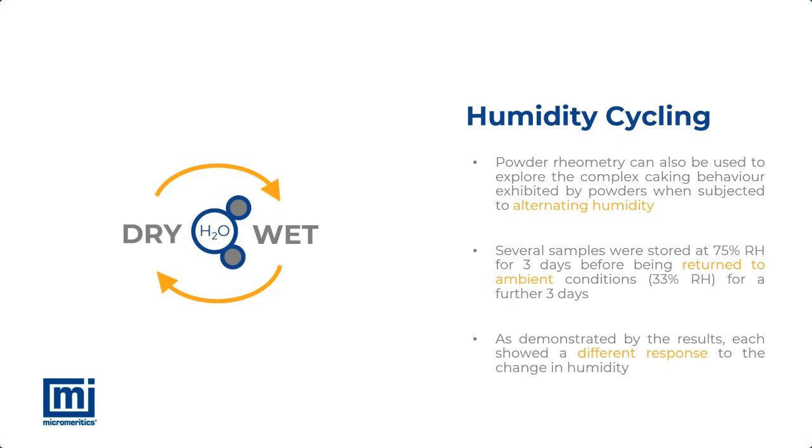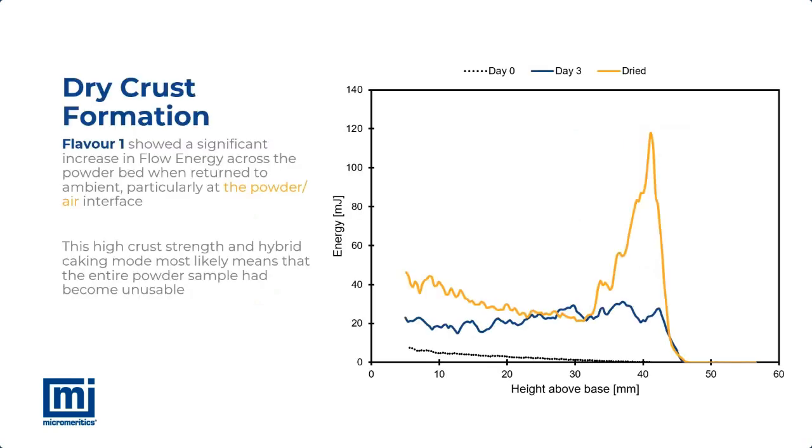To investigate this, we stored samples at 75% relative humidity for 3 days, and then transferred them to a drier environment at 33% relative humidity for an equal length of time. What we see is that again, different powders display different responses to this drying process, which once more has implications for whether powder can still be used in process or whether it must be discarded. Here, the initial caking is shown by the dark blue curve, whilst the dried sample is indicated by the orange curve.